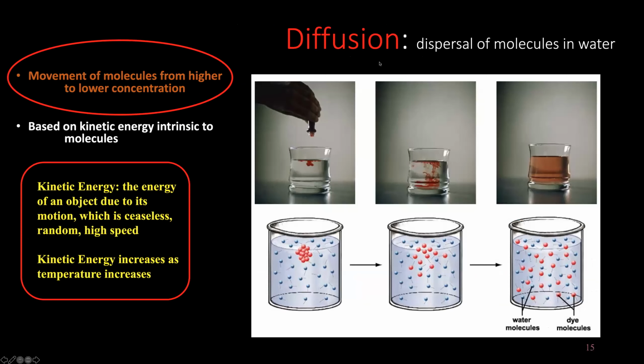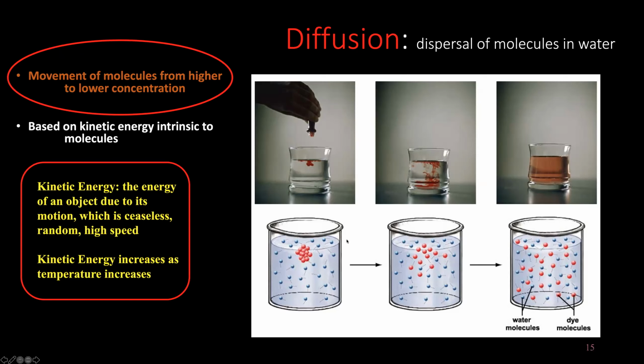Okay, and that brings us to diffusion and osmosis. What is diffusion? It's the movement of molecules from a higher concentration to a lower concentration. And you've probably all done this, what's illustrated here. You have a little tube of food coloring, you put a drop in a glass of water, and initially it's all concentrated where the drop entered the water. But wait a few minutes and it starts to disperse. Wait long enough and it'll be evenly dispersed throughout the water.